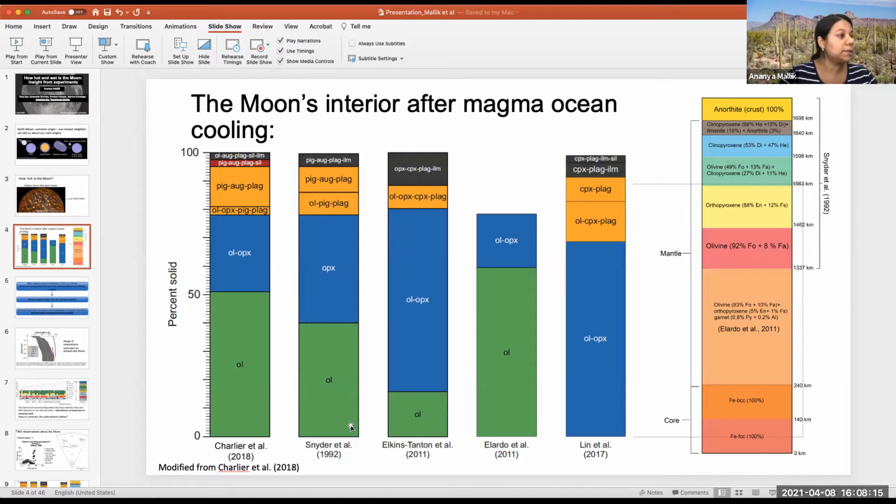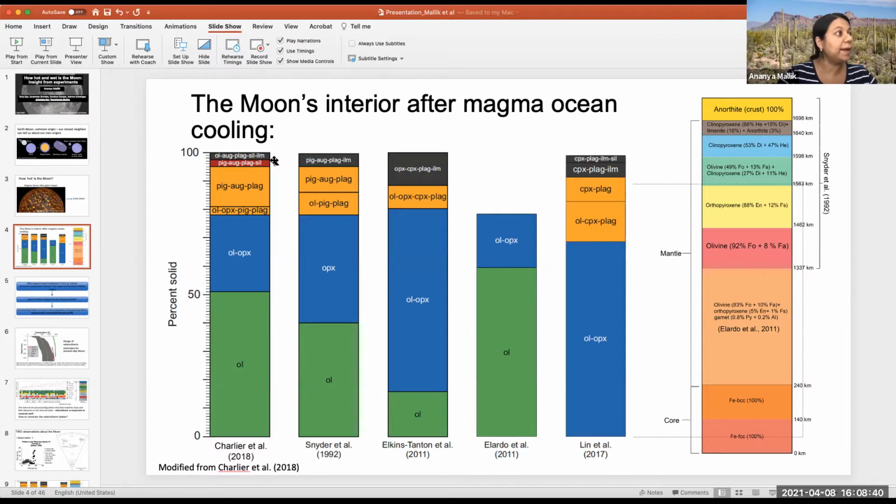So if you go from the bottom to the top, this is basically representing the percentage of crystallization. So the more you crystallized, the more enriched you got in certain elements, for example, calcium, aluminum, and so on. And so at some point, you would saturate plagioclase, and the plagioclase basically formed a flotation crust on the moon.